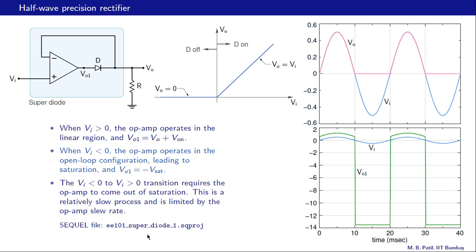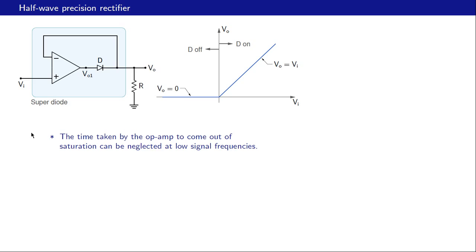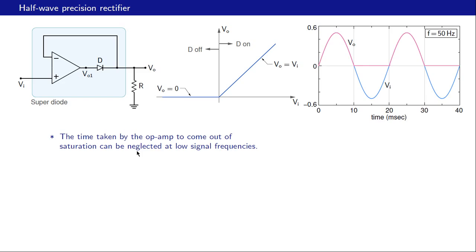You can look at this SPICE file and plot all of these waveforms. We have seen that the time taken by the op-amp to come out of saturation is a matter of concern, but if the input frequency is low, then this time is of no consequence and it can be neglected. Let us take a look at an example of that situation. Here, the input signal frequency is 50 Hz in this case, so the period is 20 milliseconds, and we don't really see any problem. This is our output voltage, and it looks like what we would expect.